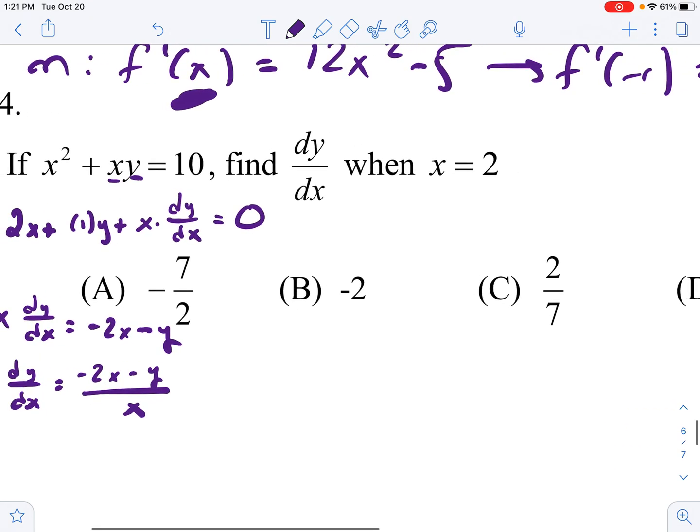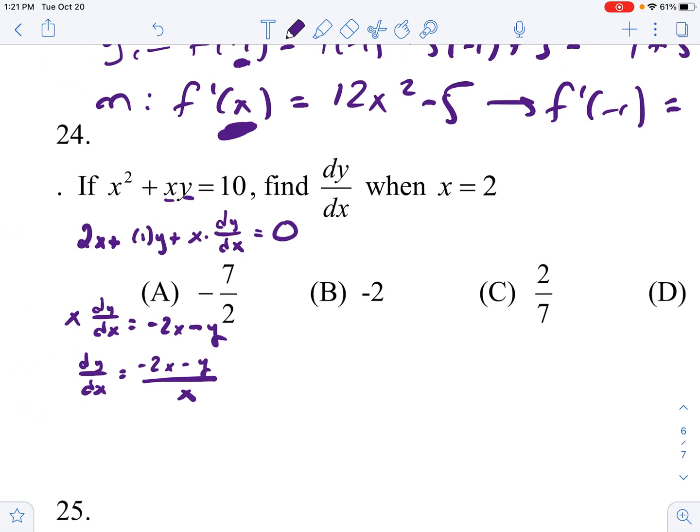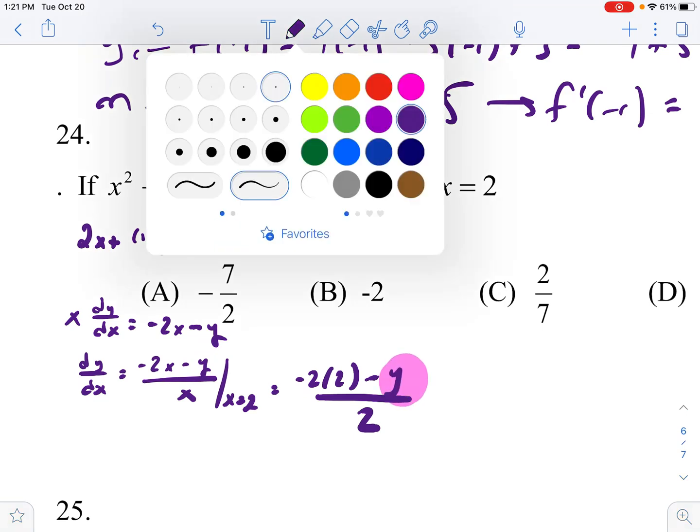Okay, and now I want to figure out what this equals when x equals 2. So let's see, if I plug 2 in for x, we're going to get -2 times 2, but we've got this y still here. Okay, so I can go ahead and plug positive 2 in for x, but I also need the y value. So we still need this y value right here.